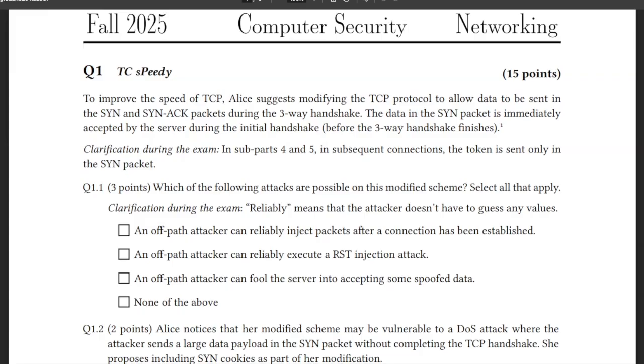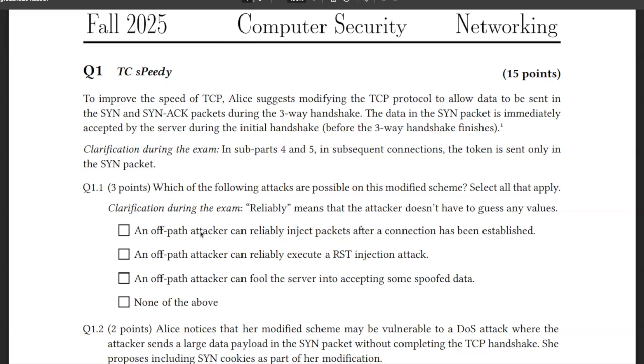B, C. C, okay. The third one. Yes. C means the server can accept data in the SYN, it takes it and splits data. So like this option. And the reason for the first two being wrong.